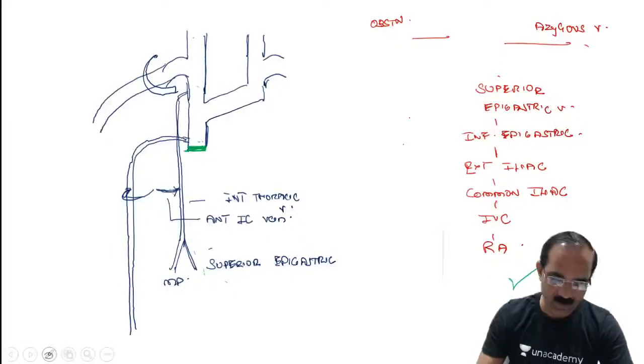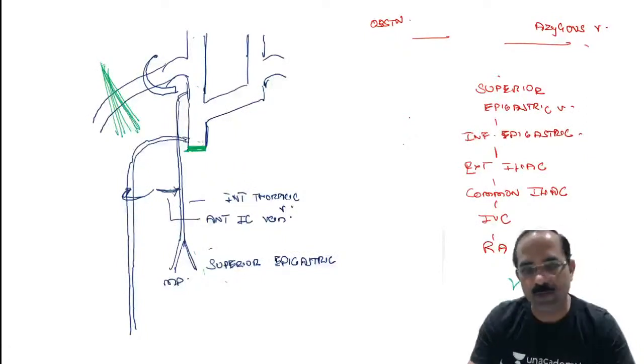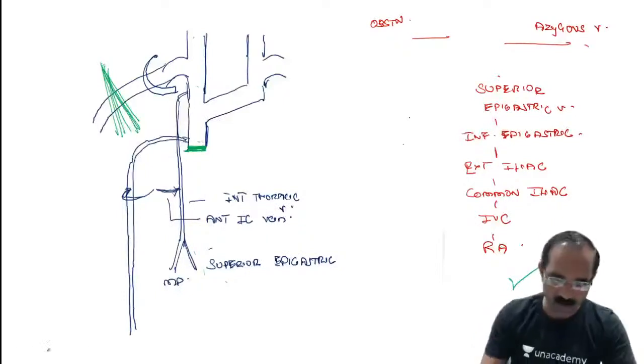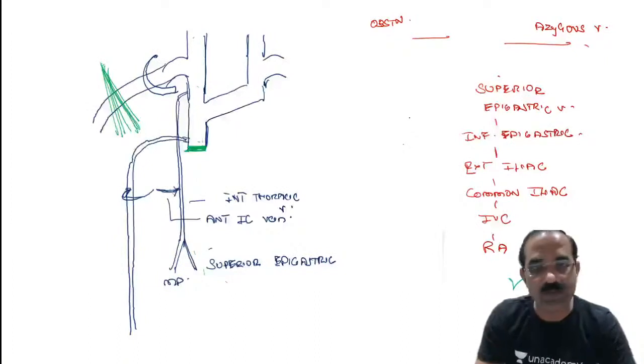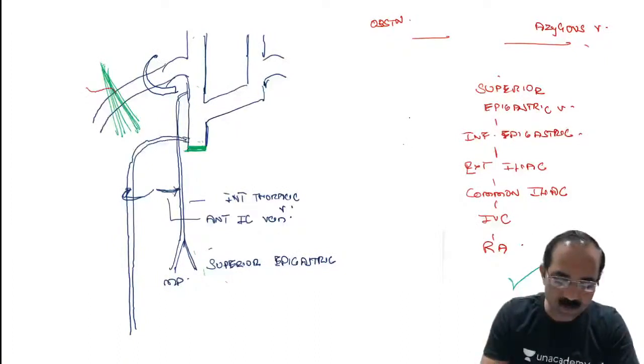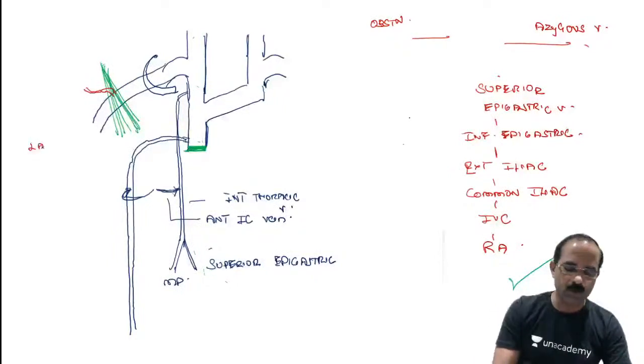Axillary vein. Now this axillary vein is divided into three parts by a muscle. What is this muscle here? This is the pectoralis minor. So which part of the axillary vein is this, students? This is the second part of the axillary vein. And in this second part of the axillary vein, we have a vein here. This is the lateral thoracic vein.